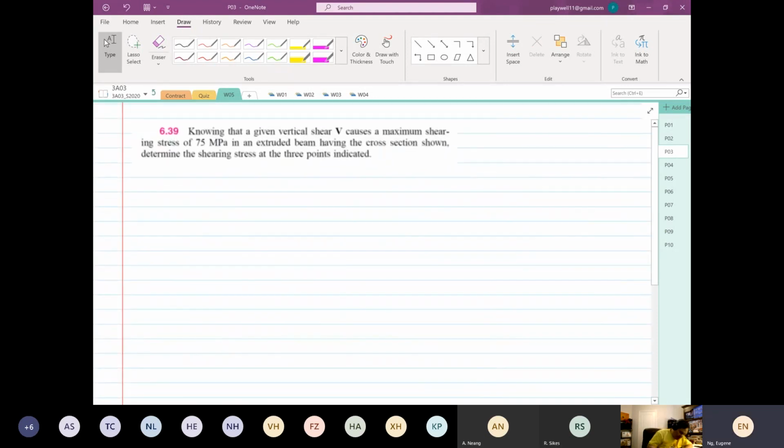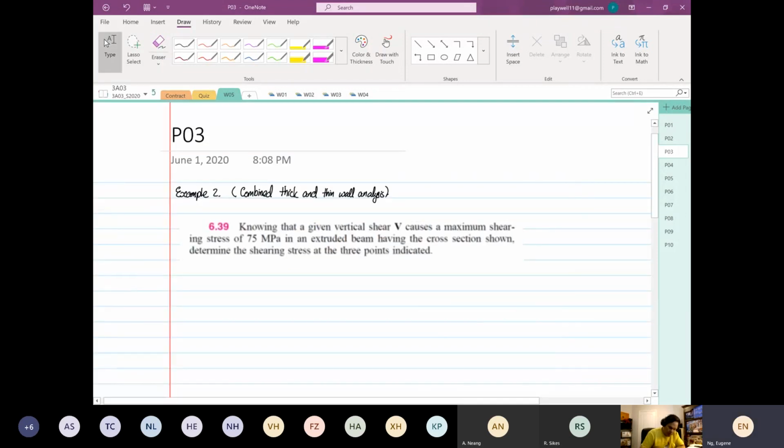So we're going to look at example number 2. Our emphasis over here, what you learn, is the combined analysis of thick wall and thin wall. So we're going to start from there. I'm going to get the image again.